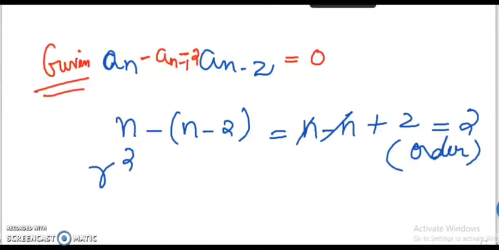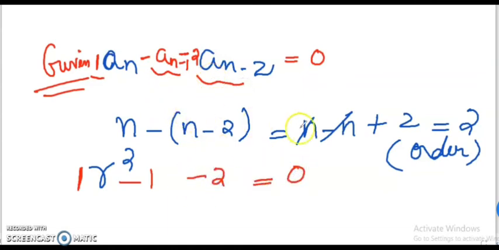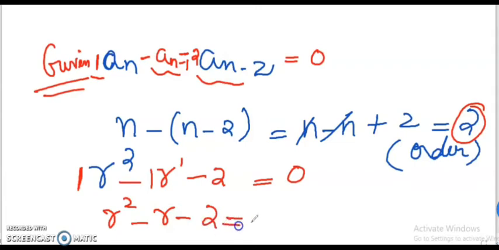You can take the coefficients here. What about the coefficient of a_n? Coefficient of a_n is 1, so you can write 1 here. What is the coefficient of a_{n-1}? Minus 1. What about the coefficient of a_{n-2}? Minus 2, is equal to 0. So you see the order is 2, so you have to start with r square. Second term is r raised to 1. Third term is r power 0, which is constant. So r square minus r minus 2 is equal to 0 is the characteristic equation.